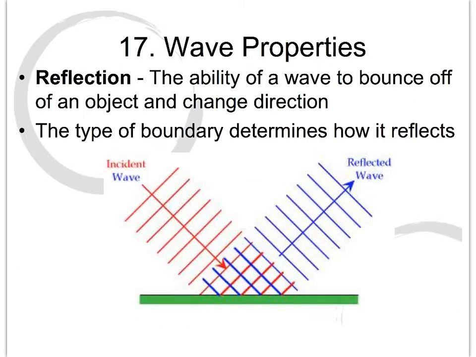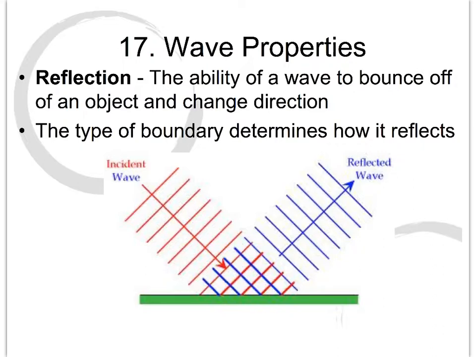The next property that we have is reflection. It's the one that we're probably the most familiar with. We take advantage of this many days when we look at ourselves in the mirror. That's just one example. There's many examples of reflections, but what reflection is in general is the ability of a wave to bounce off of an object and change directions.